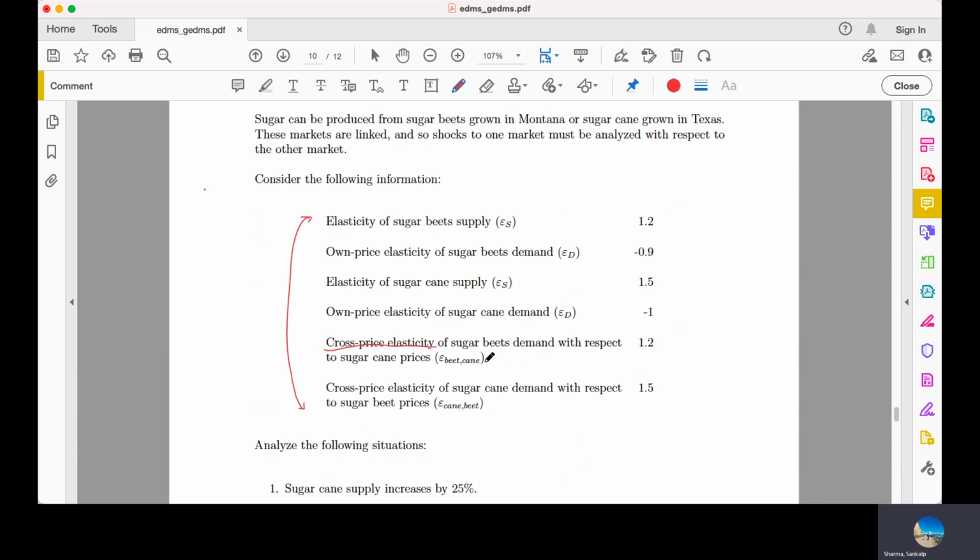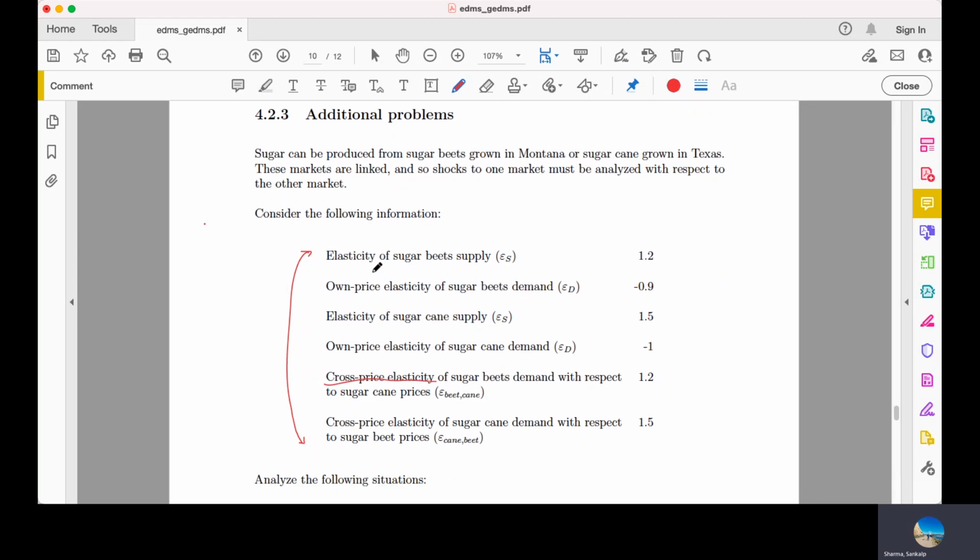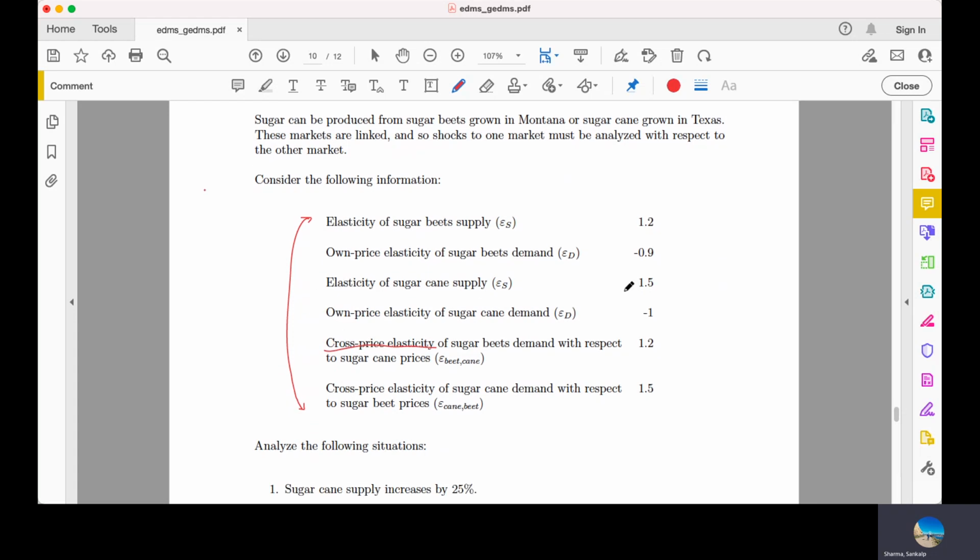Okay, so let's look at what the problem is saying. Sugar can be produced from sugar beets grown in Montana or sugar cane grown in Texas, right? These markets are linked, of course, and so shocks to one market must be analyzed with respect to the other market. I know that the elasticity of sugar beet supply is 1.2, the own price elasticity of sugar beet demand is 0.9, the elasticity of sugarcane supply is 1.5, and the own price elasticity of sugarcane demand is -1.